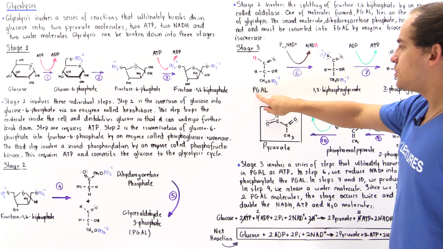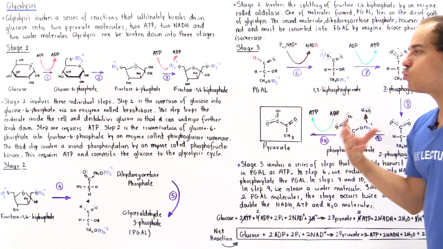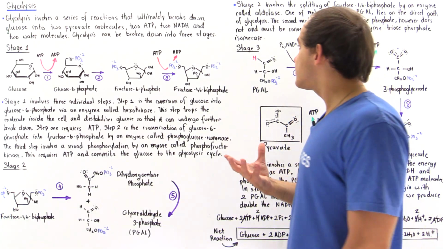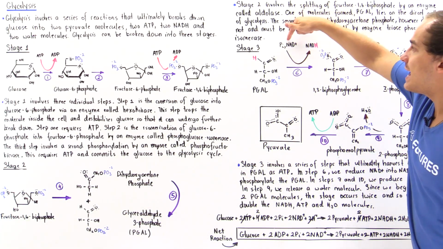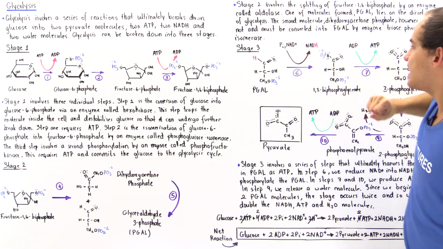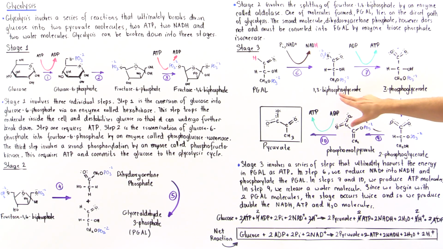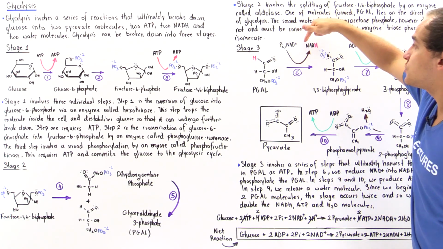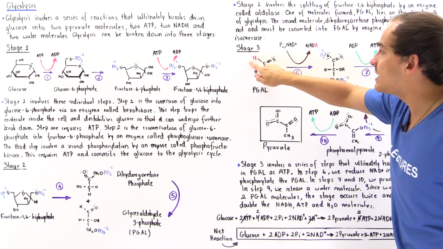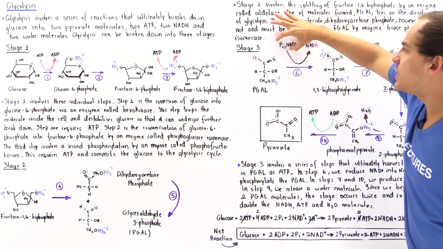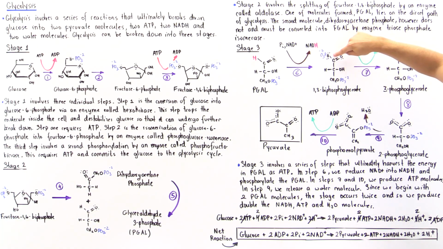So we take the PGAL and we react it with a special type of enzyme known as glyceraldehyde 3-phosphate dehydrogenase. This enzyme uses an NAD cofactor as well as a Pi, which is our phosphate, and it produces the 1,3-bisphosphoglycerate. So basically, we reduce the NAD plus into NADH by taking this H from the PGAL and transferring it onto the NAD. And then we take that phosphate and we add it onto this carbon.